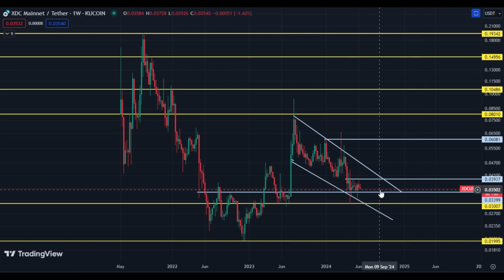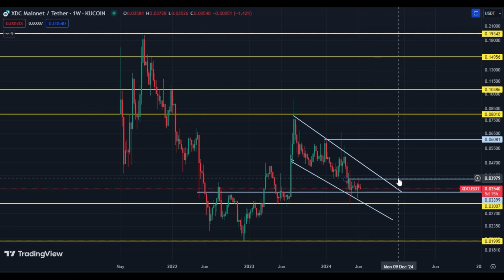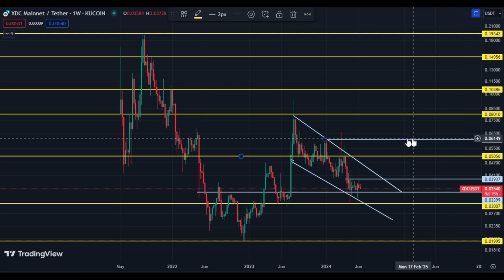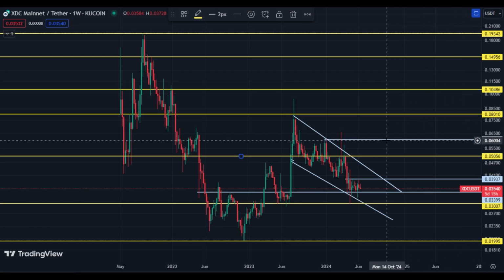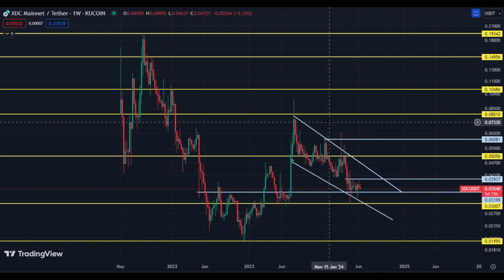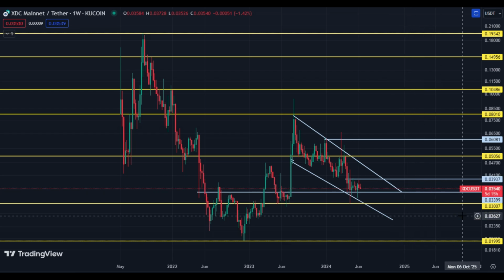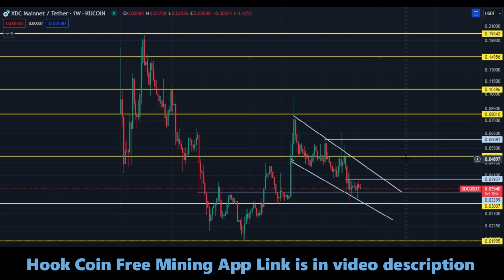If price of XDC holds this line, next upside target is 3.93 cents and after that this area, 5 cents price area. Let me please mark it. And after that 6 cents, these are the upside targets. Pattern target is this area, 8 cents. If price breaks this horizontal resistance of 3.93 cents, in that case, 5 cents, 6 cents, and 8 cents, these are upcoming targets.